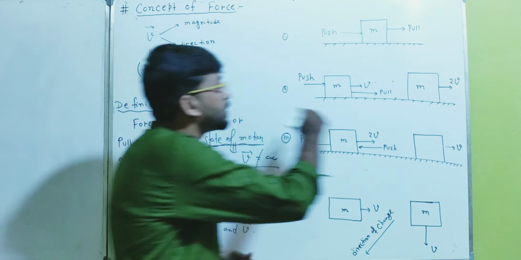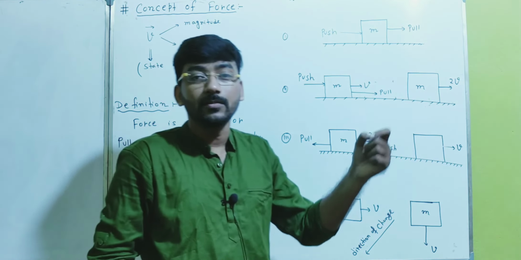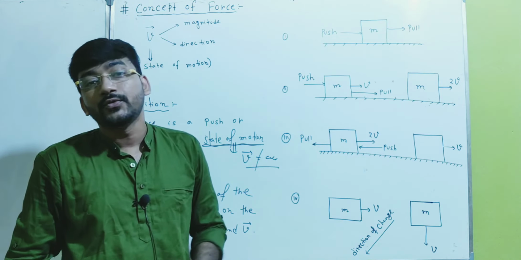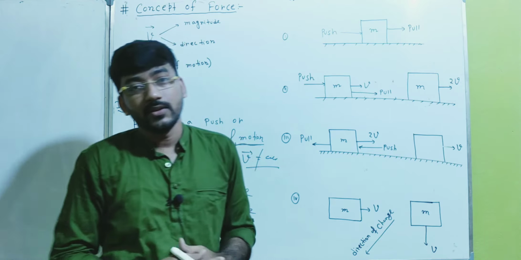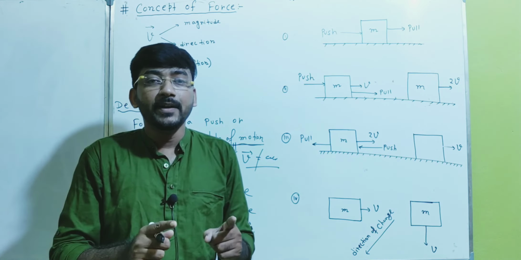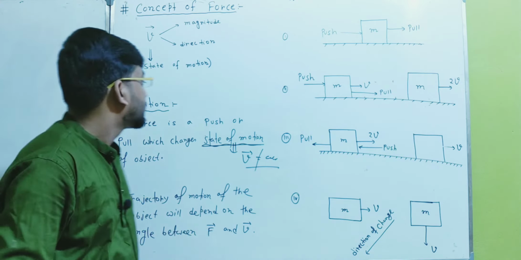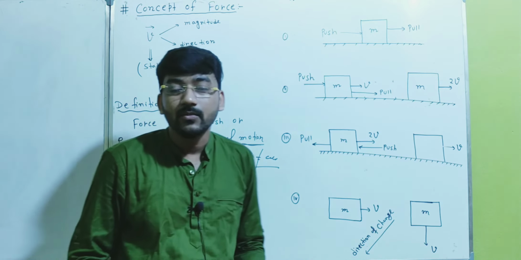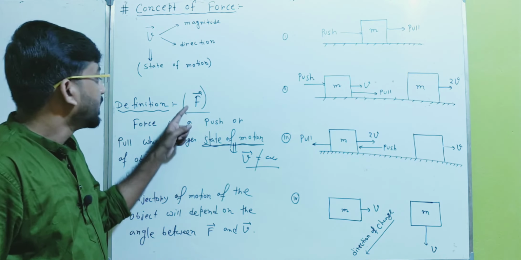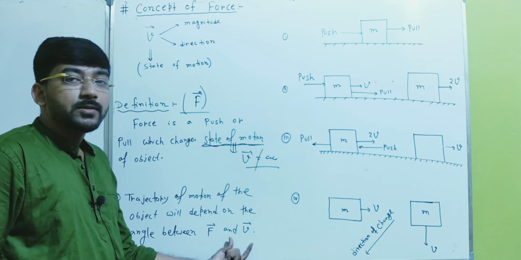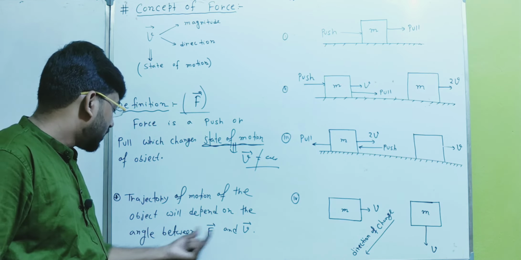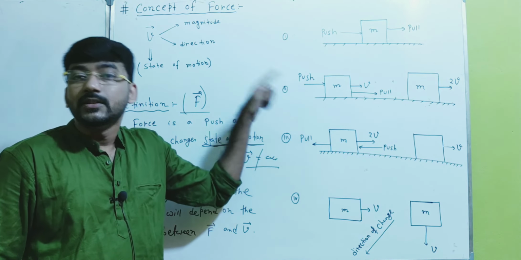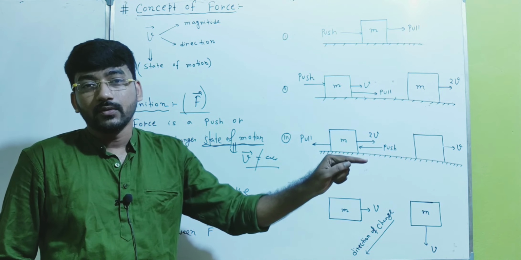But now what will be the future path of this object, what will be the trajectory of this object, or what will be the locus of this particle? It will completely depend on the direction of force as well as the initial direction of velocity. So it will completely depend on the angle between F and V. This force is written by this English capital letter F, in most cases. The trajectory of motion of the object will depend on the angle between F and V. In which direction you are giving the force, that will decide which path the particle will follow.